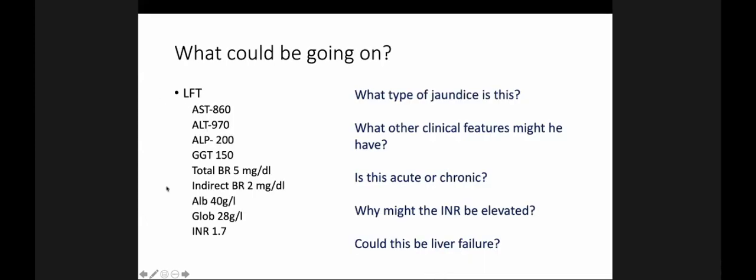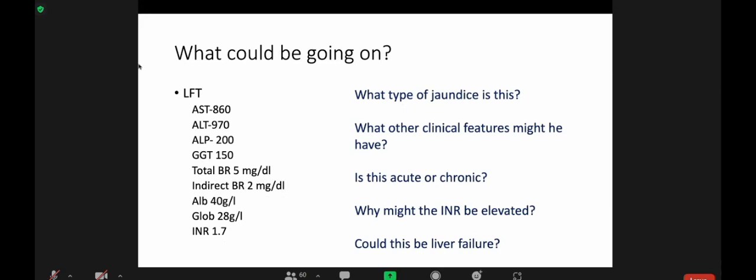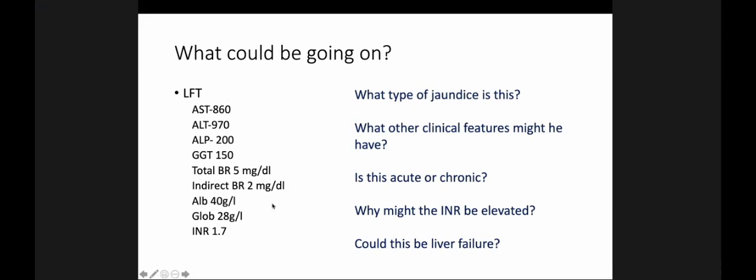So what do we do? We get our LFTs again, and again, what type of jaundice is this? So if we zone in on the bilirubins, again, you can see it's the same distribution of direct bilirubin and indirect bilirubin. So this is conjugated hyperbilirubinemia or cholestatic jaundice, right? What can you tell about the pattern of injury here? The ASTs and ALTs are in the 800s and 900s, and ALP is not too high, and gamma GT is also not too bad.